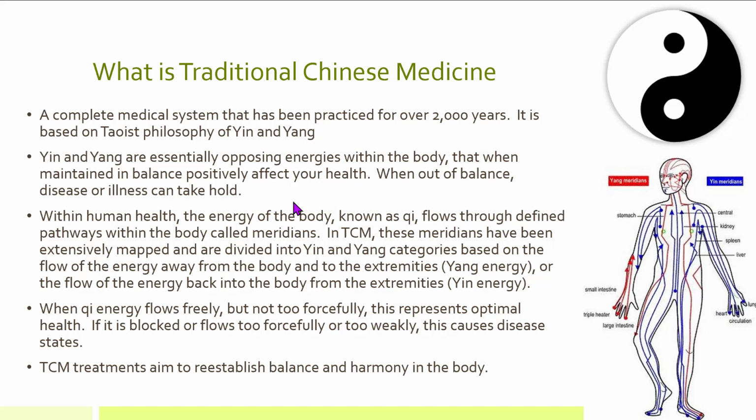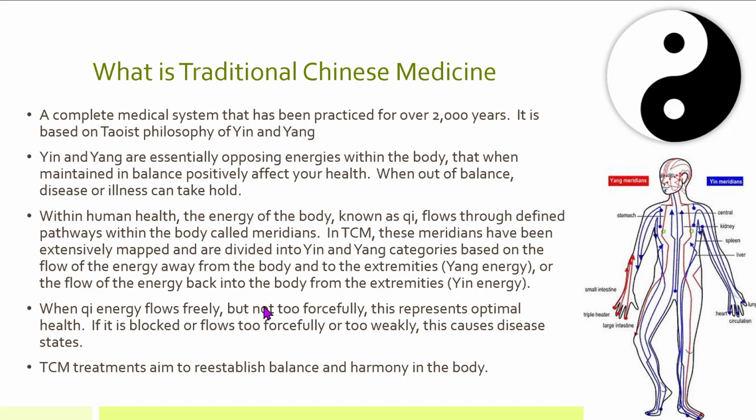So one of the major concepts then in traditional Chinese medicine is that you have these opposing energies within the body, or energy movements within the body, that when they're maintained in a balance, will positively affect your health and you will have an overall healthy state. However, when these forces are out of balance with each other, this is when disease or illness can take hold. Chinese medicine is really focused on maintaining harmony within the body to maintain optimal health.